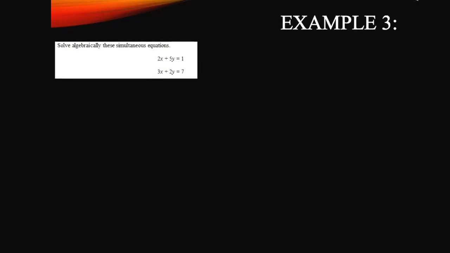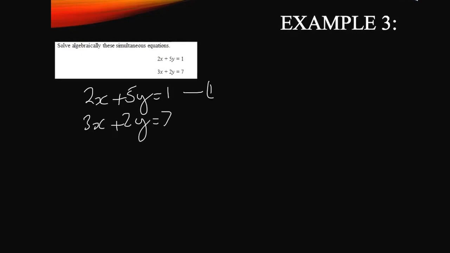Example 3 looks like this. I've got equation 1, 2x plus 5y equals 1, and 3x plus 2y equals 7. Again, call it equation 1 and equation 2. Now, I'm looking at these two equations and I'm trying to find a way to multiply one of them by something to equal the other value. And it could be either way.